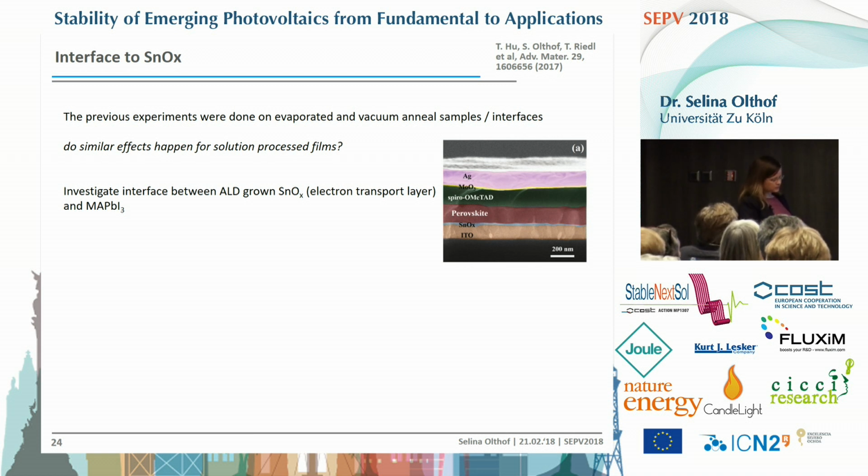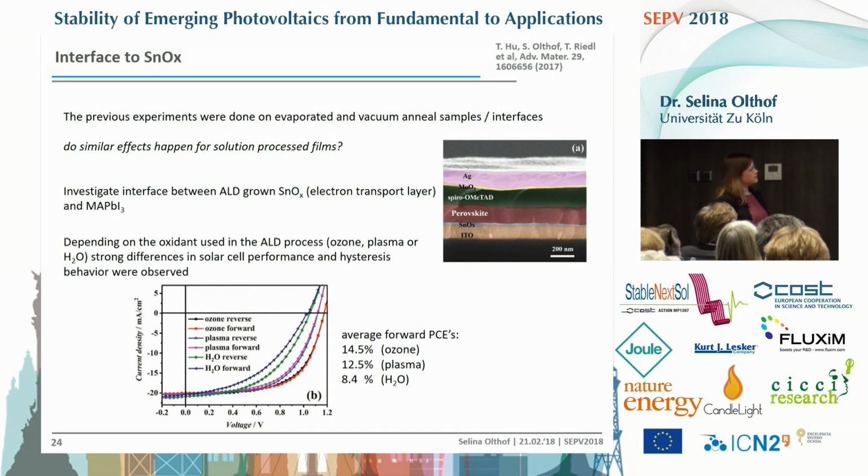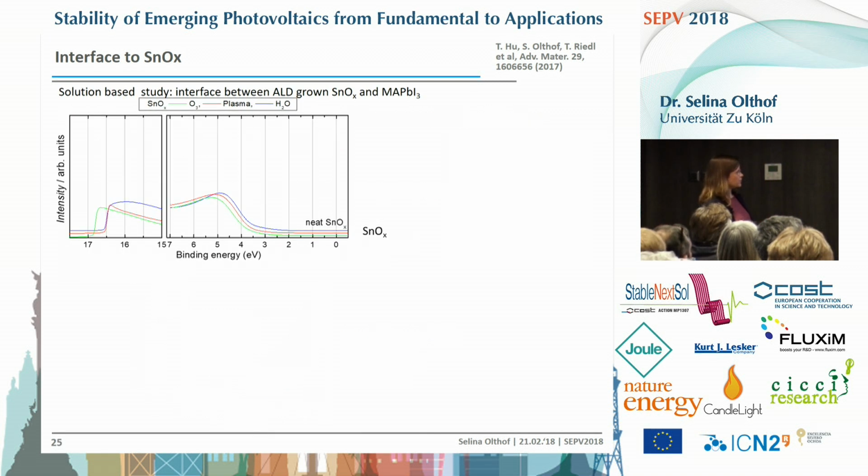And what he observed was that when he changes the preparation conditions of this tin oxide film, then he significantly changes the efficiency of the solar cells, right? So all of these were prepared with tin oxide, but either by an ozone treatment in the ALD process, a plasma treatment, or a water treatment. And you can see efficiency changes and the hysteresis behavior changes. And he wanted to know what's going on there. So I looked at these different interfaces with UPS as well as XPS, and looked at the energetic alignment and the composition.